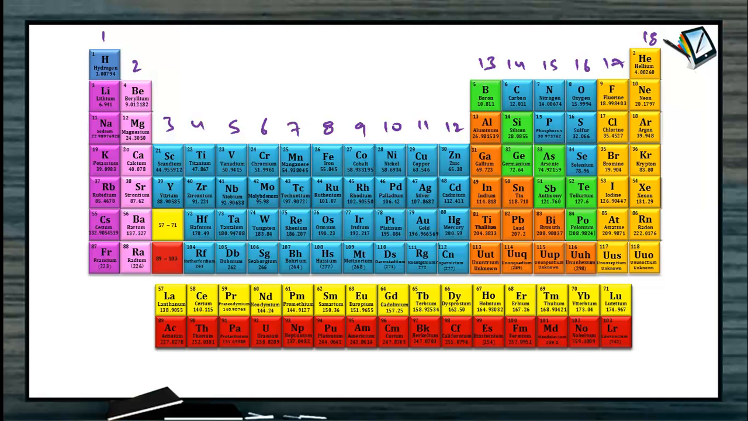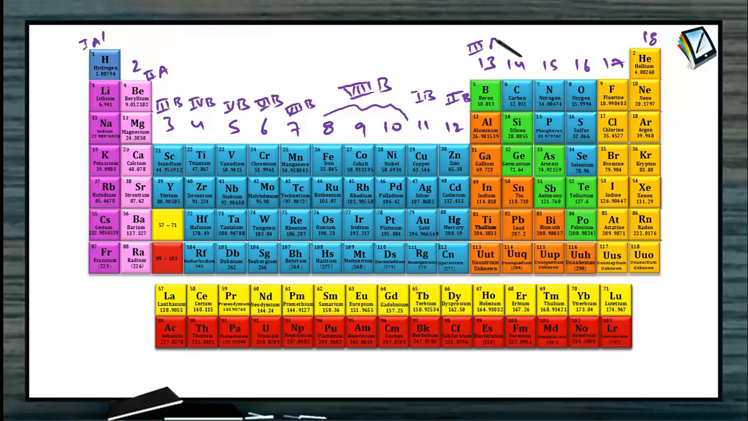Now let us write the old system. So this is the 1A group, then comes 2A, and then comes 3B, this is 4B, 5B, 6B, 7B, and the columns 8, 9 and 10 together make the 8th group or 8B. Then column number 11 is 1B, column number 12 is 2B. And then 13, this is 3A, meaning the continuation of 2A is here as 3A. Then comes 4A, then 5A, then 6A, this is 7A, and the 18th group we call the 0 group.